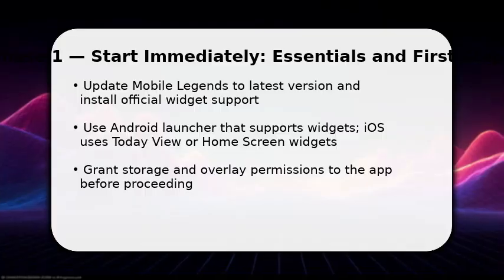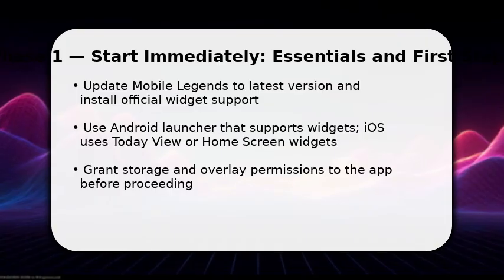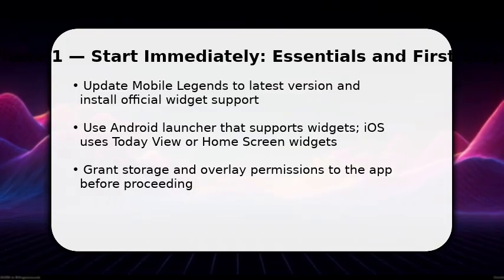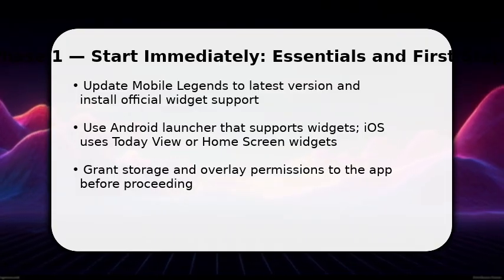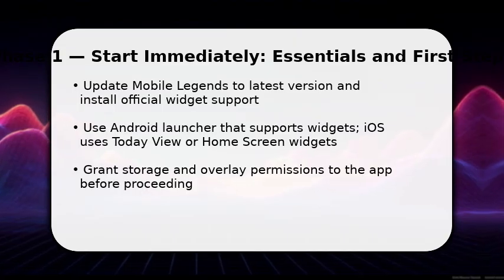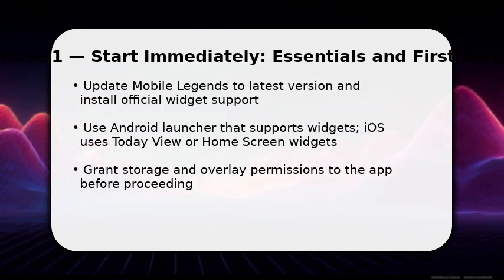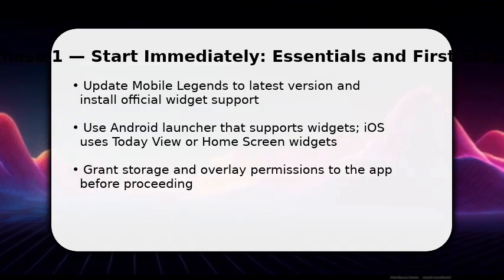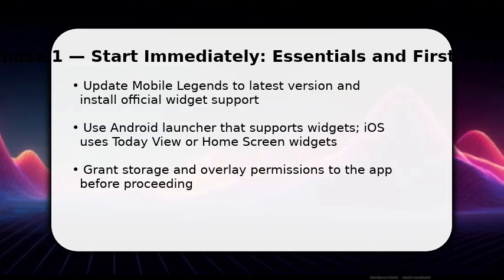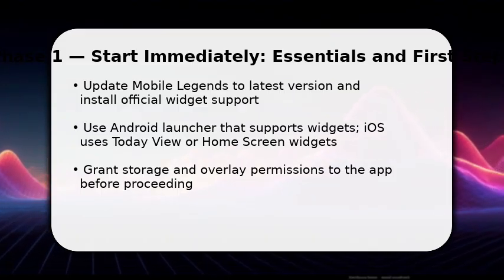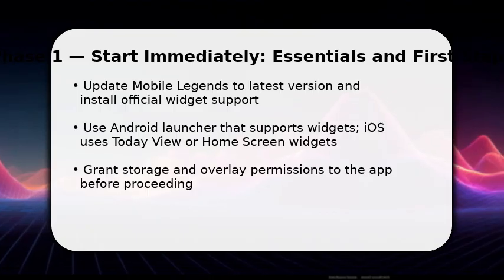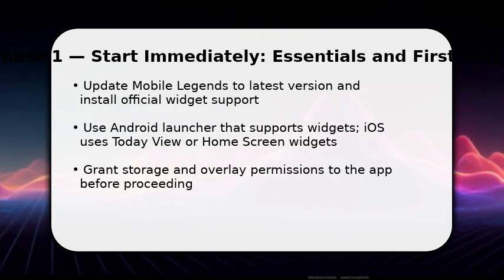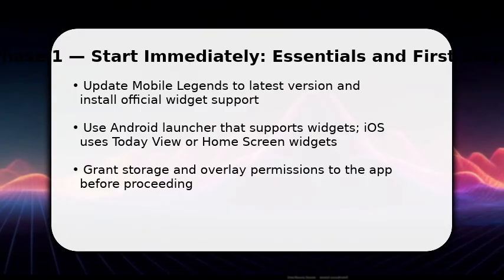You start by preparing the essentials now. Update Mobile Legends and your OS and pick a launcher that supports widgets. Once done, open the game briefly so it registers widget components. Make sure to grant storage and overlay permissions to the app, otherwise, widgets may not appear. You do not need extra apps. This step makes the widget discoverable. After those checks, return to your home screen and get ready to add the actual widget.